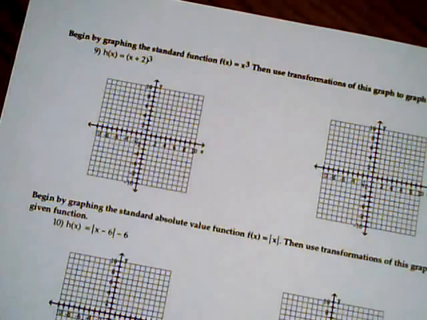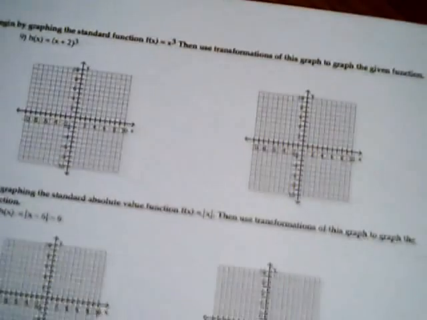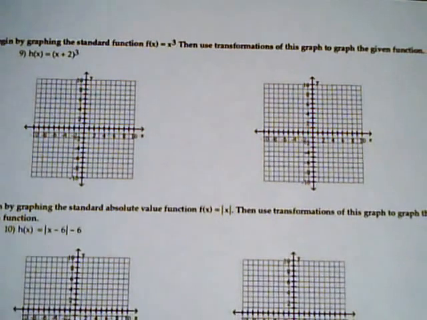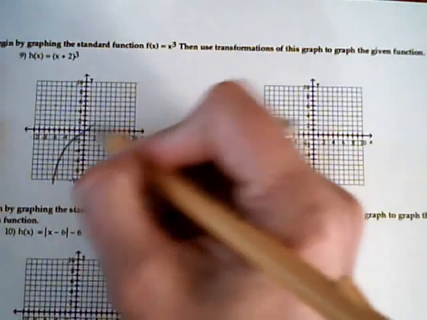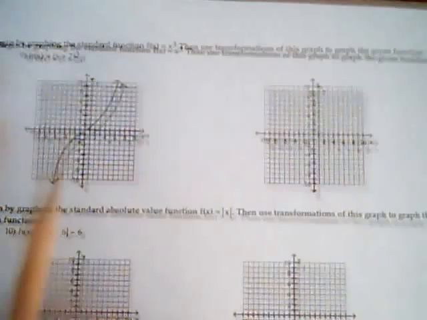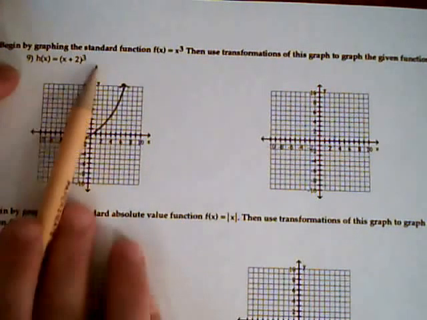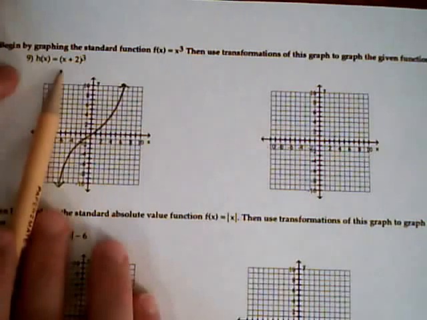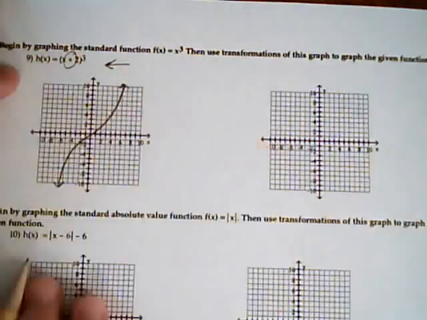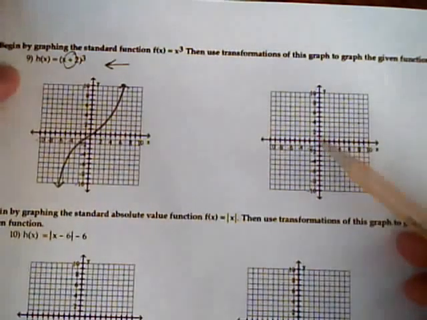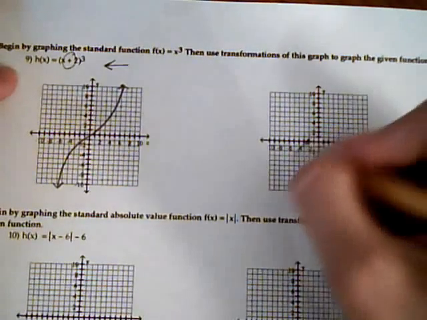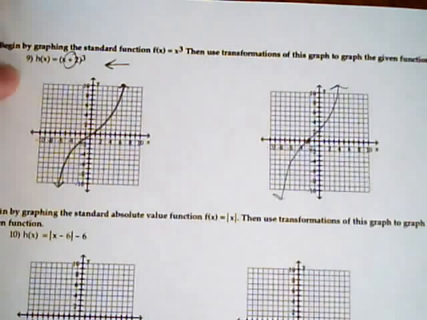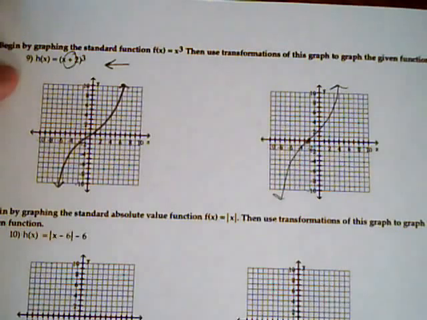Okay, number 9. It says you're graphing the standard function f of x equals x cubed. So we know again that our cube function looks like this. I want to graph the transformation x plus 2 cubed. My constant is being added to the x inside the container. Because it's positive, that means it's going to go to the left 2 units. So instead of my cross being at 0, 0, I would go to the left 2 and then draw my curve. So that would be our transformation, 2 units to the left.